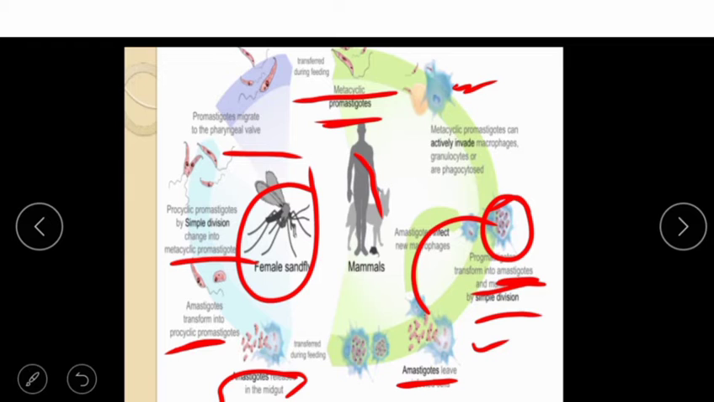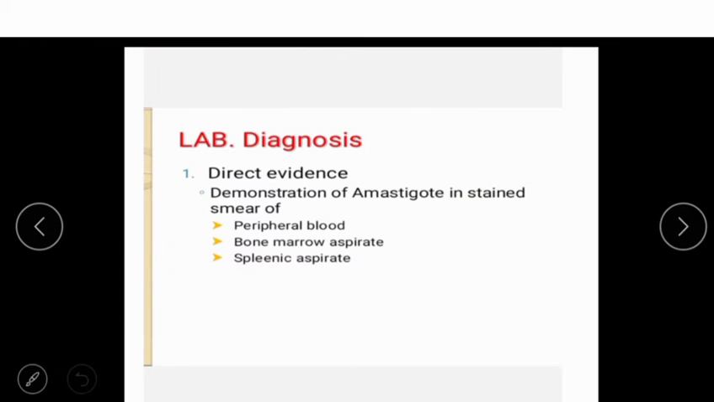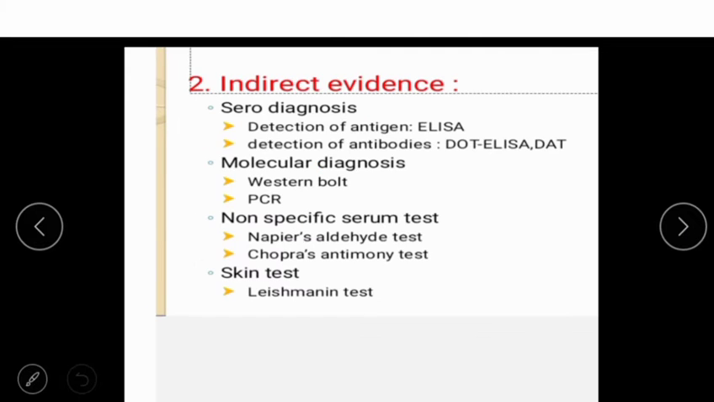So in this way we discussed the life cycle of Leishmania. Then what is the lab diagnosis? There are two things: direct evidence and indirect evidence.